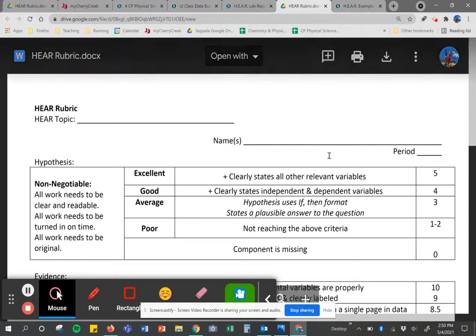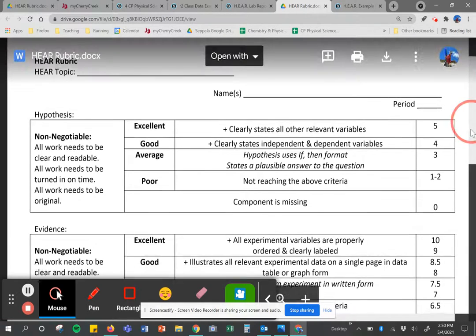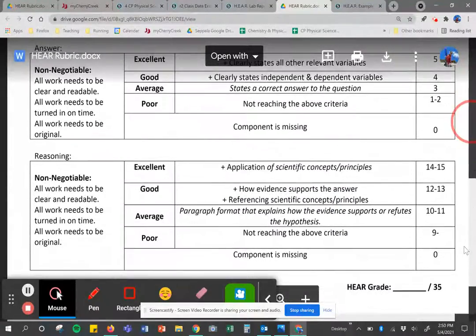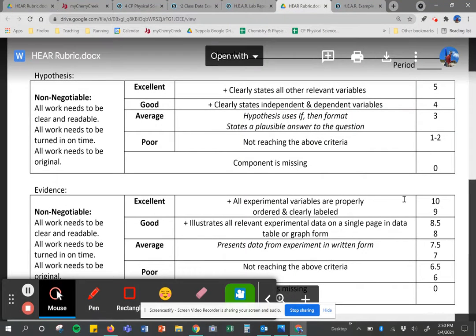We talked about the rubric, which is also on Schoology, and how this rubric is, I think, pretty straightforward, but what you have to do to get a perfect score on the hypothesis, on the evidence, on the answer, and on the reasoning. To go into a little bit more detail, your hypothesis, we already worked on it. It should be on page 1 of your lab, and you might need to make some modifications to include all these variables, but that should be pretty good.